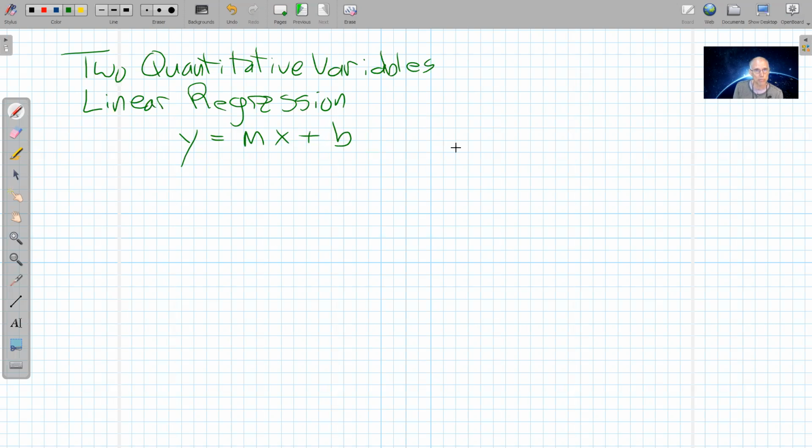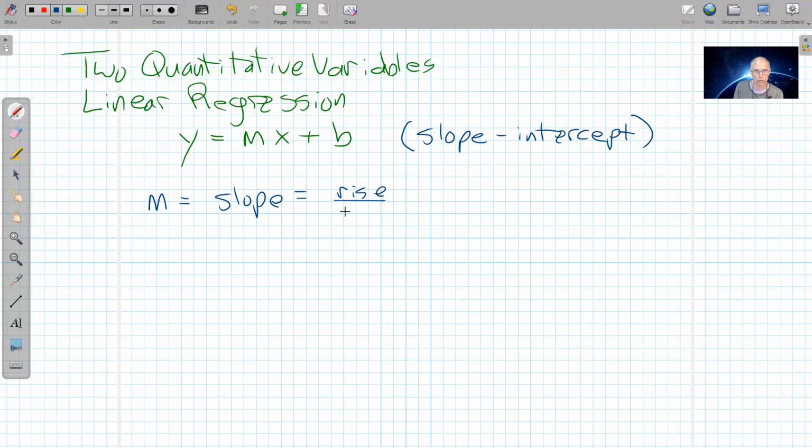A couple of reminders about this. This equation right here is known as the slope-intercept equation for a line. And it tells us two things, the slope, m. And remember, slope is rise over run. So if we have some line and two points on that line, slope describes how to rise and run to get to that other point.